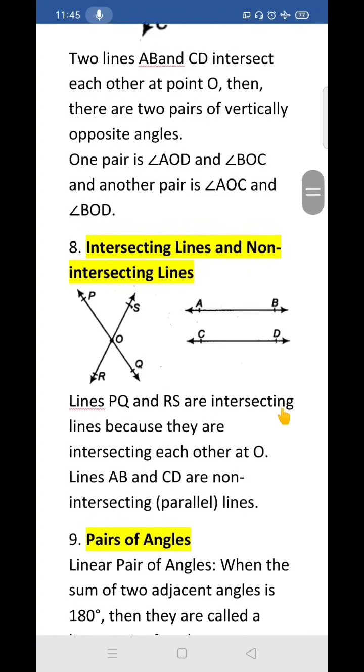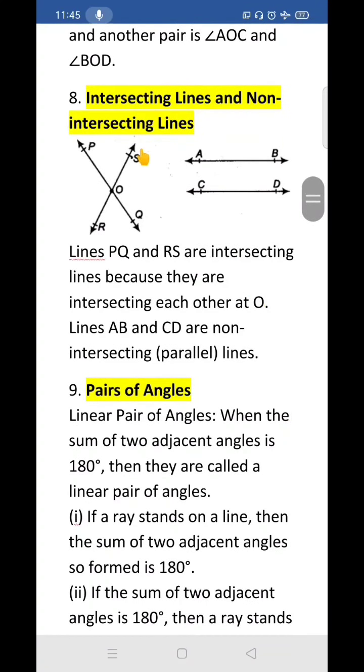Okay, so now let us move on to the next one, that is, what do you mean by intersecting lines and non-intersecting lines? Here you can see this example. I'm going to explain this by using this example. So PQ and RS are intersecting lines because they are intersecting each other at one point, that is O. Lines AB and CD are non-intersecting lines because they are not intersecting at a point.